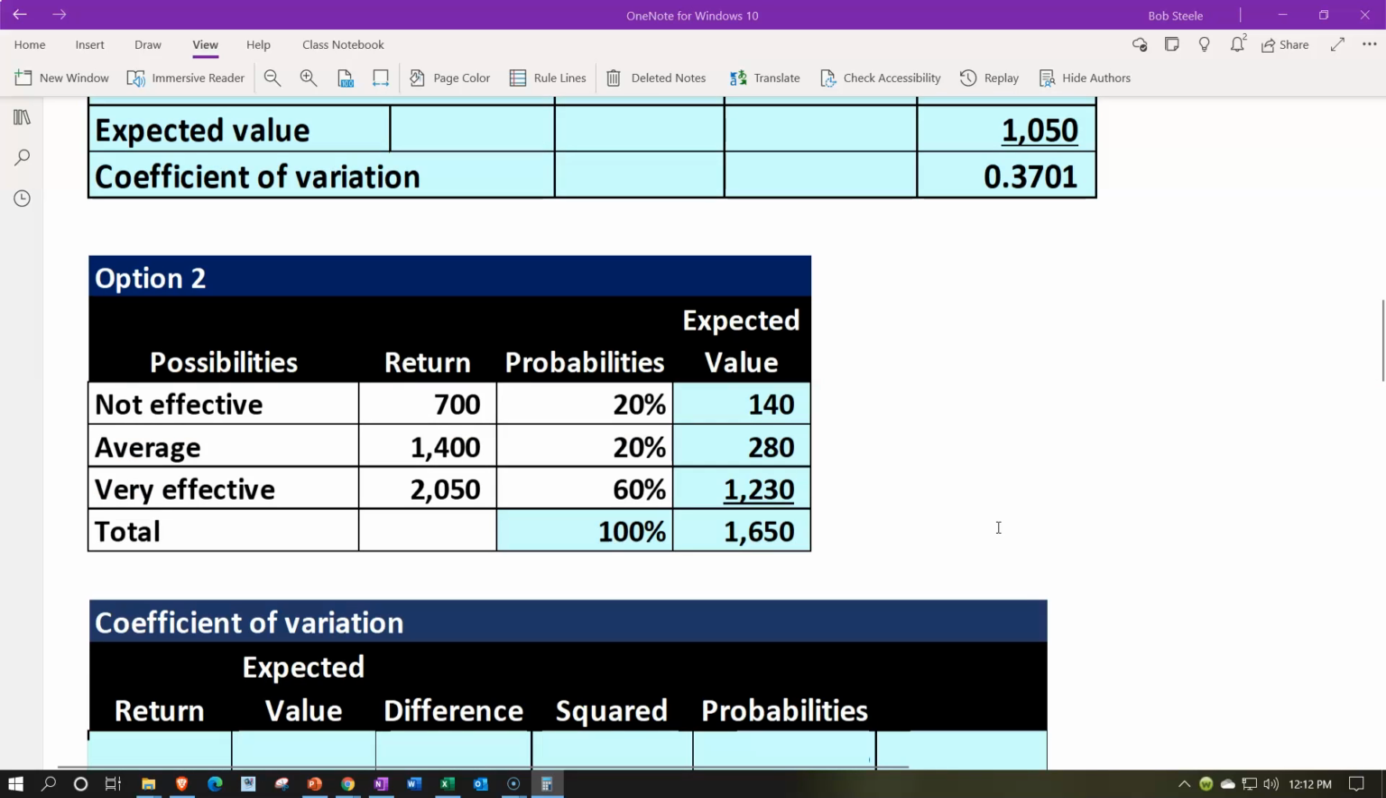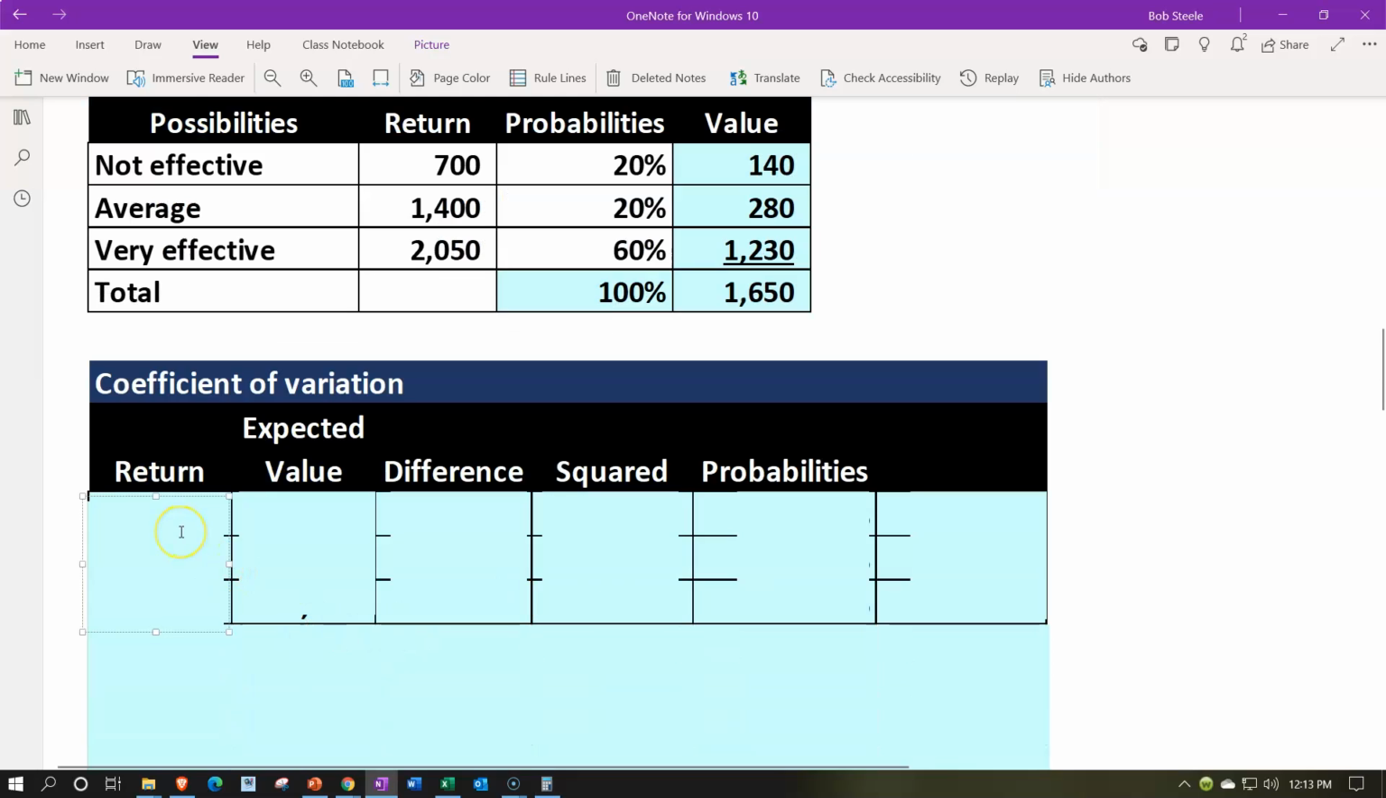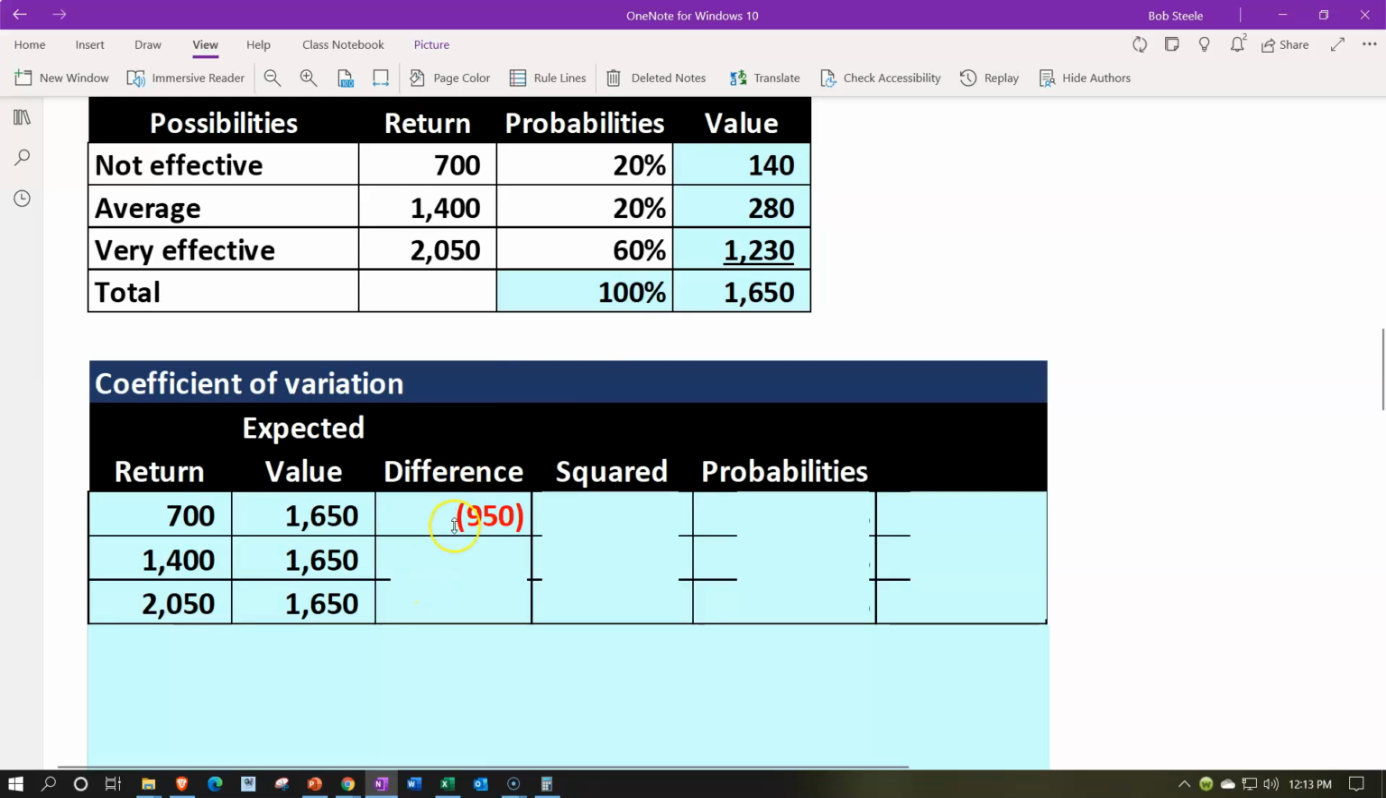So let's take a look at the second one and do the same thing. Returns are going to be now the 700, the 1,400, the 2,050. We take the expected value, which is the 1,650, all the way down. Take the difference between the two. The 700 minus the 1,650 is the negative 950. The 1,400 minus the 1,650 is the negative 250. And the 2,050 minus the 1,650 is 400.